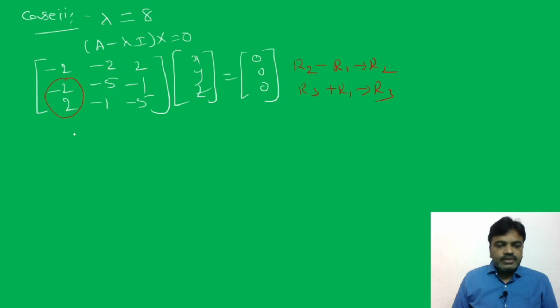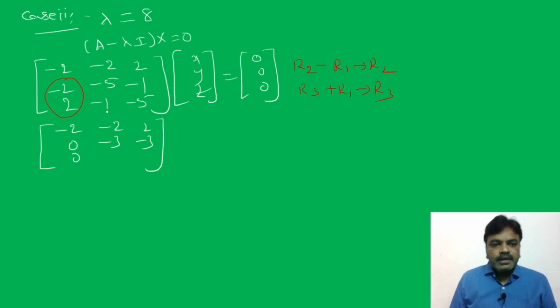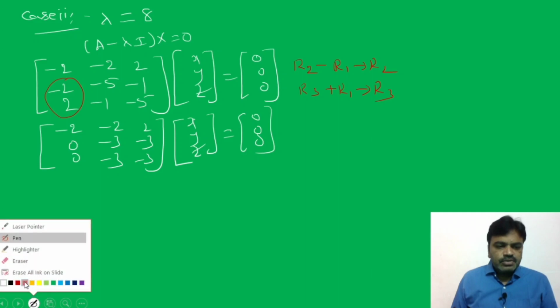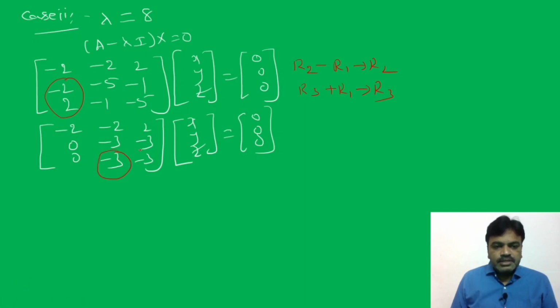So, that implies we get here minus 2, 2. Clearly these two elements are 0. R2 minus R1: minus 5 plus 2, it is minus 3; minus 1 minus 2, minus 3. R3 plus R1: minus 1 minus 2, minus 3; minus 5 plus 2, we get minus 3. X, Y, Z equal to 0, 0, 0. Okay, actually we are making these elements 0, but second and third rows are same, friends.